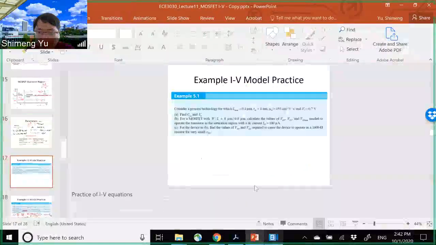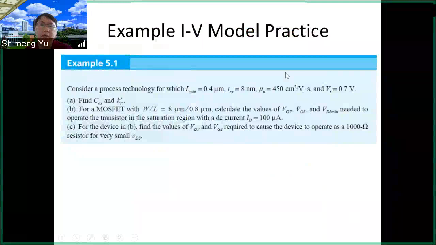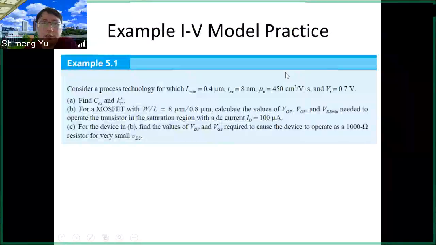Let's look at some examples. I received your feedback, and some of you suggested that we have more examples during the lecture, so I will do that. Here is a simple example to practice the IV equations. We consider a process technology with a minimal L of 0.4 micrometer, a TOX of 8 nanometer, a mobility of 450, and a threshold of 0.7. First, find the COX and the Kn prime.